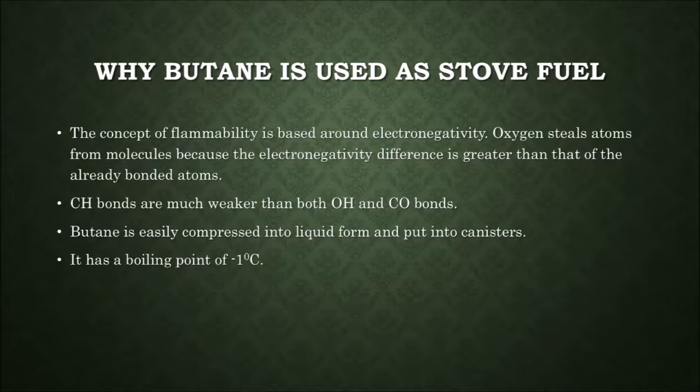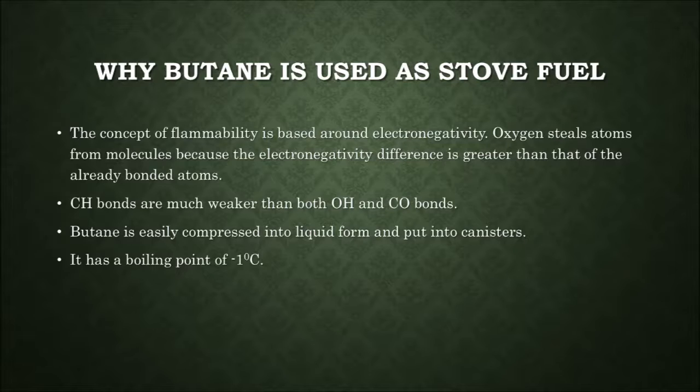The reason butane is used as a stove fuel is based around 2 key points. The first is that it is extremely flammable, and the second is that it is easily compressed into canisters. The reason it's so flammable is based around electronegativity. Oxygen has a higher electronegativity than carbon and hydrogen.